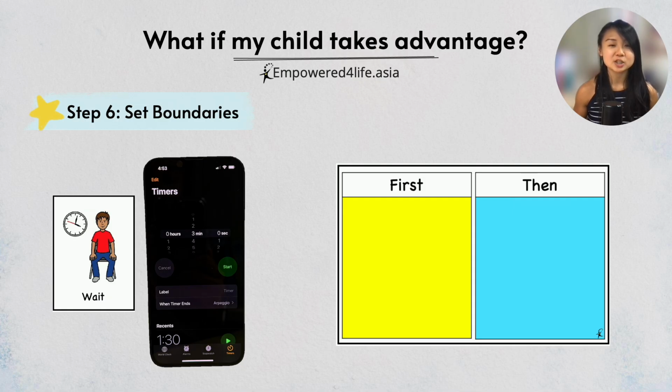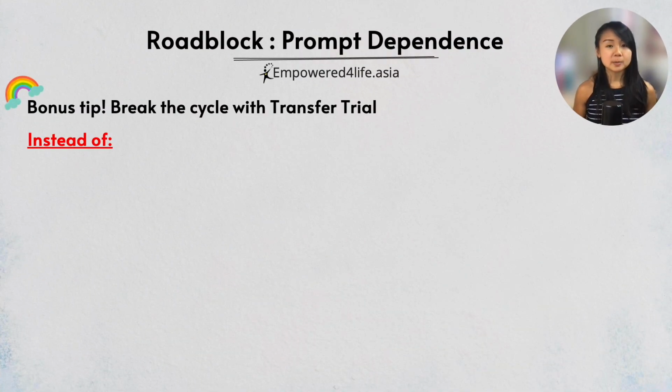There's one common roadblock that I've seen families face: the continual need for prompts when teaching functional communication, especially for children with limited speech or those using their AAC devices like an iPad. So how can we break this? We can break this cycle with transfer trial. I would like to illustrate a little bit.